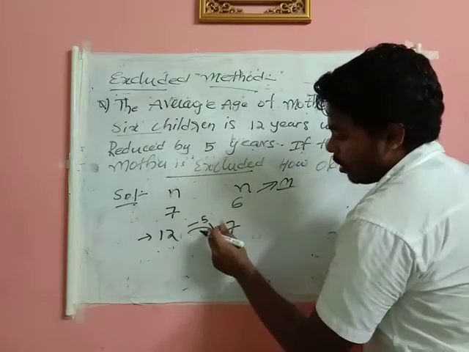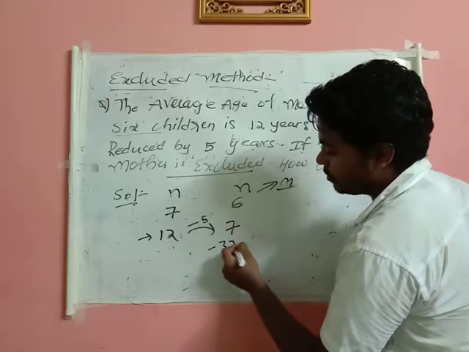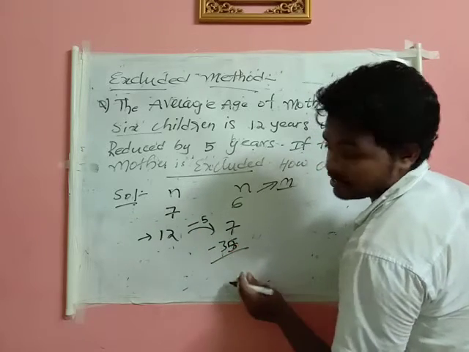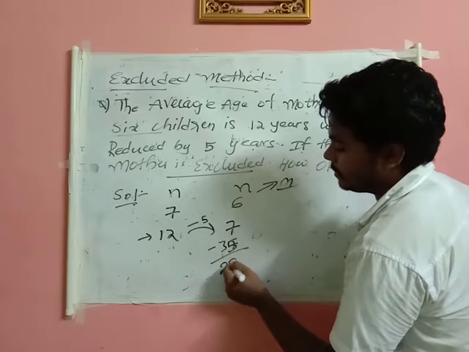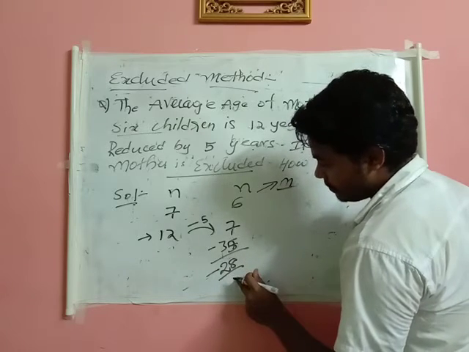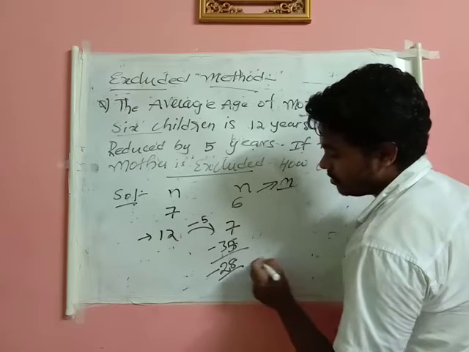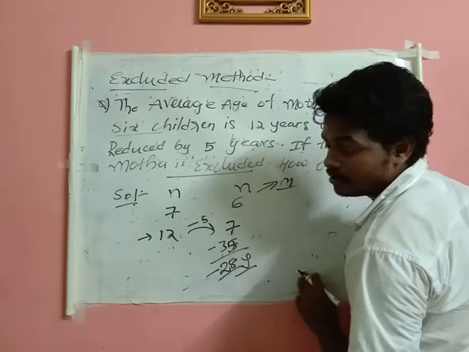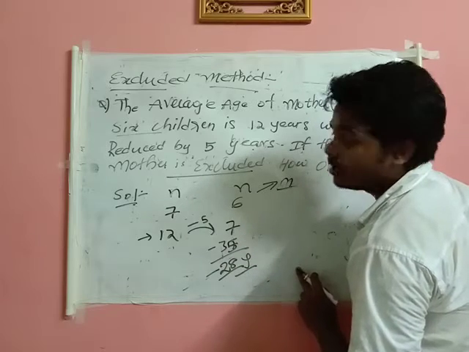Now see how we'll do. Minus 5 into 7, 7 fives are minus 35. Minus 35 plus 7 is 28. Minus 28. Now can I say that the mother's age is minus 28 years? This is wrong, right? If we do it like this, we will not get the correct answer.